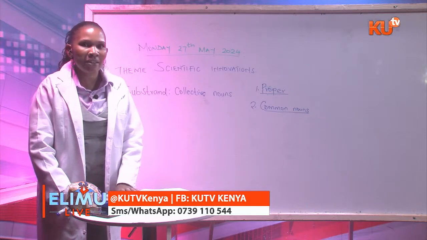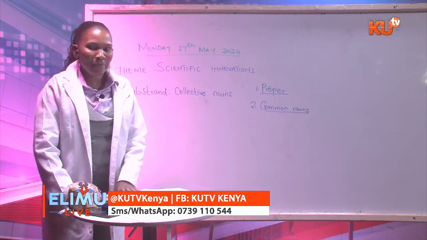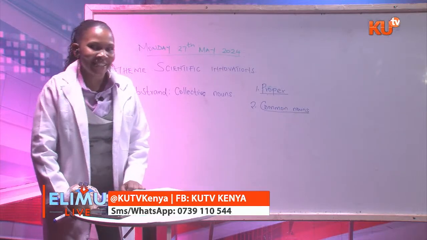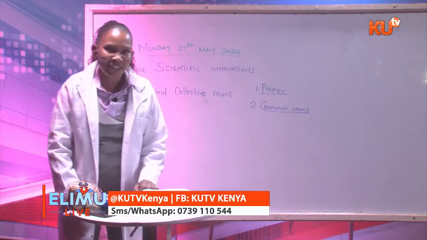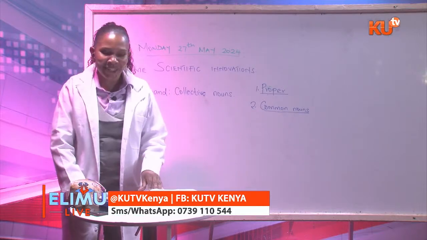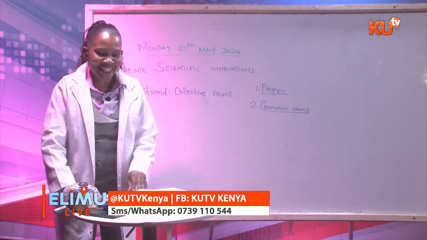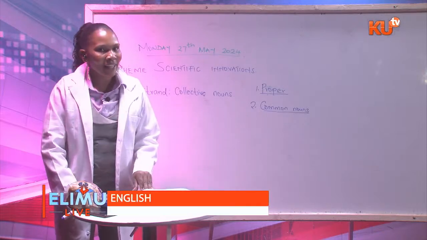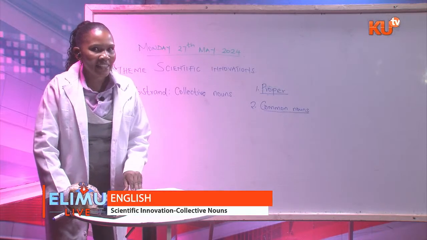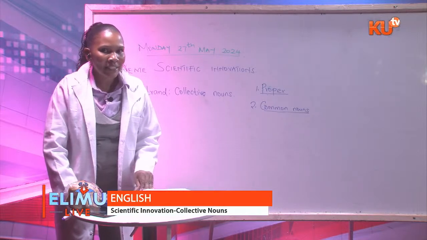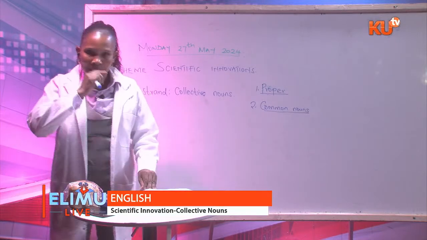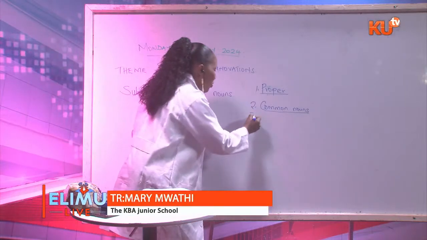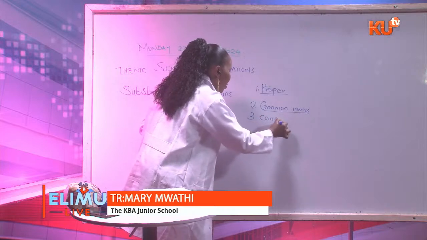Type of noun number three is the concrete noun. From the word concrete, this is something that you can touch, feel, hear, smell, or taste. That can be a pen, milk, saliva, etc. Anything you can touch, feel, smell, or taste is a concrete noun.